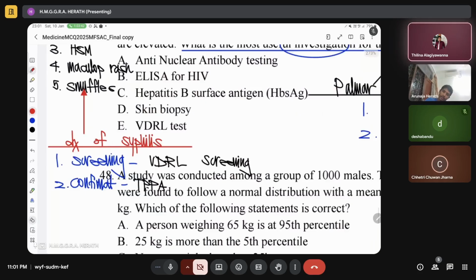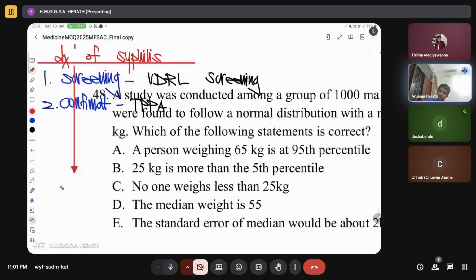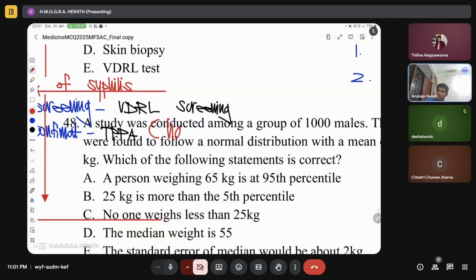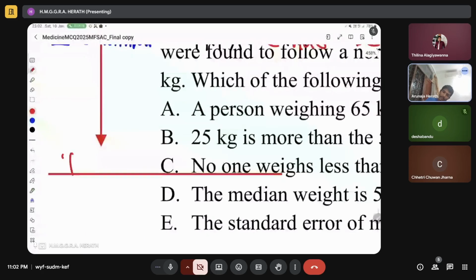Yeah. So for confirmation, you need the organism. So sometimes if the patient has been cured, right, the TPPA will be negative. However, the VDRL can be positive, right? So how do you treat syphilis?